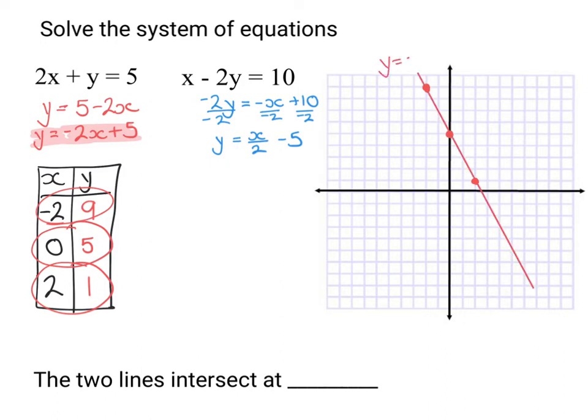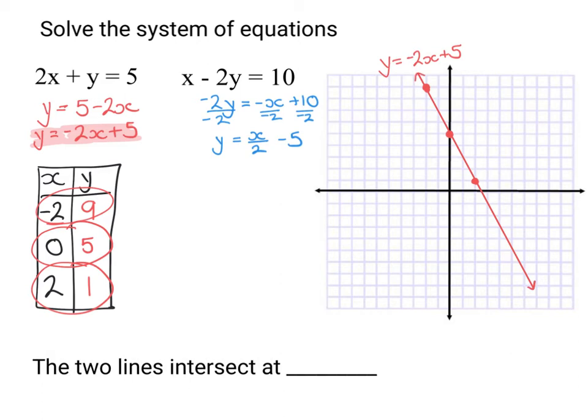And don't forget to label your lines. So this is -2x plus 5. And also, let's put the arrows around the end of the lines. Okay, now that we've plotted that, let's move on to the next line. So again, I'm going to draw a table of values.